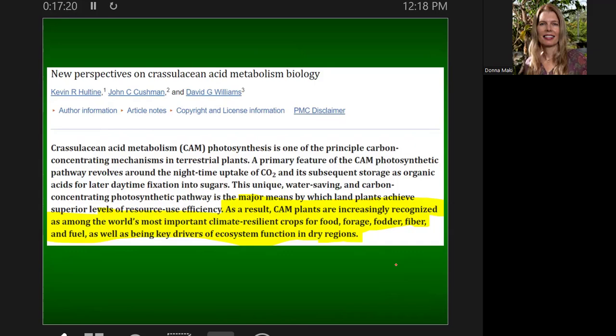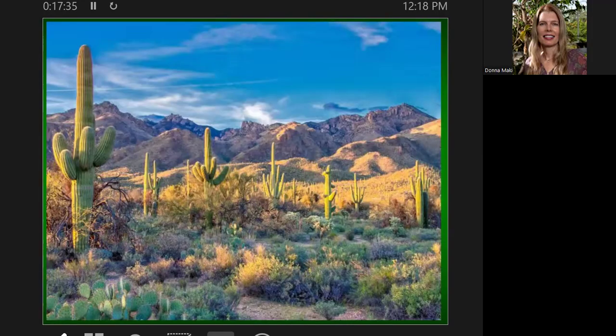Really, for a long time, CAM plants were kind of ignored, unless you lived in the West where they were very common. They were rather obscure in terms of research, but not anymore, not with climate change going on. So if you've been out west, beautiful cacti there.